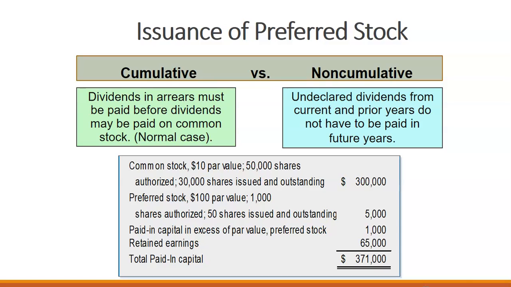For non-cumulative preferred stock, prior years do not have to be paid in future years. So they don't accumulate every year that we don't pay out.